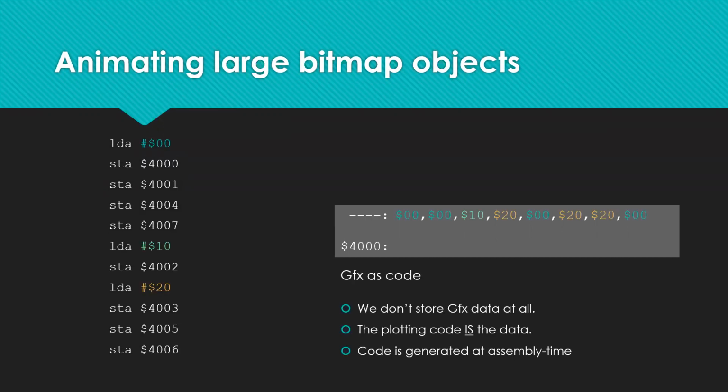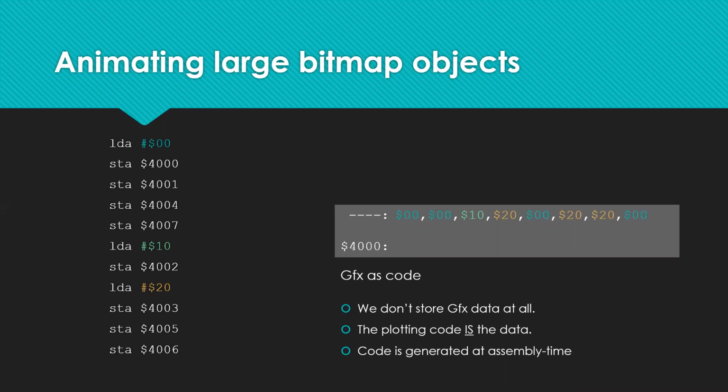When dealing with large objects, there will be many values that are repeated in memory, especially 0, for instance, which is like the empty pixel. So when you delete a pixel, you write a 0 somewhere, right? So we thought, let's just get rid of the source memory altogether, and the plotting code becomes the data. So the data is in the code itself.